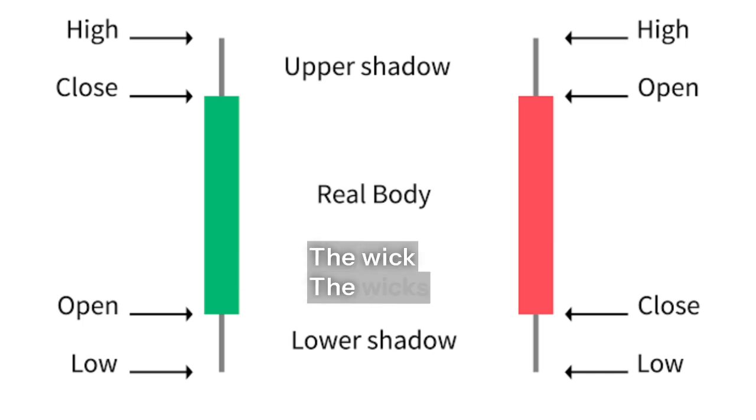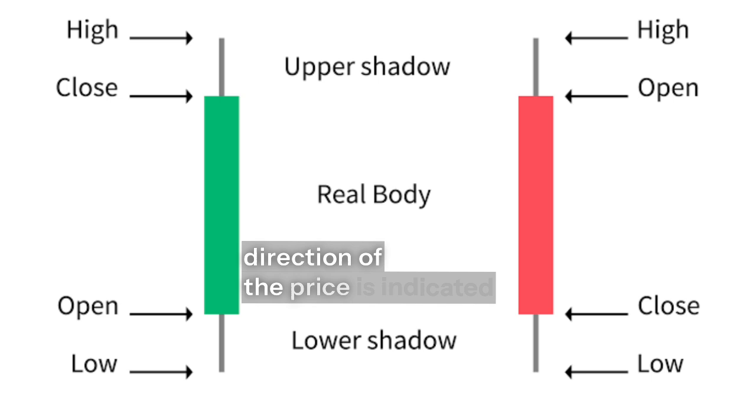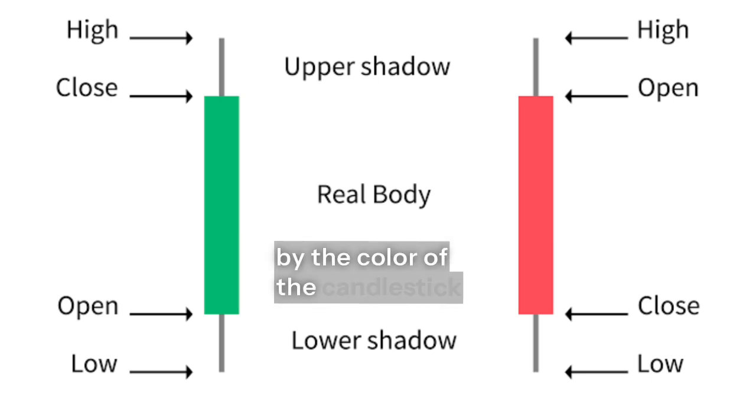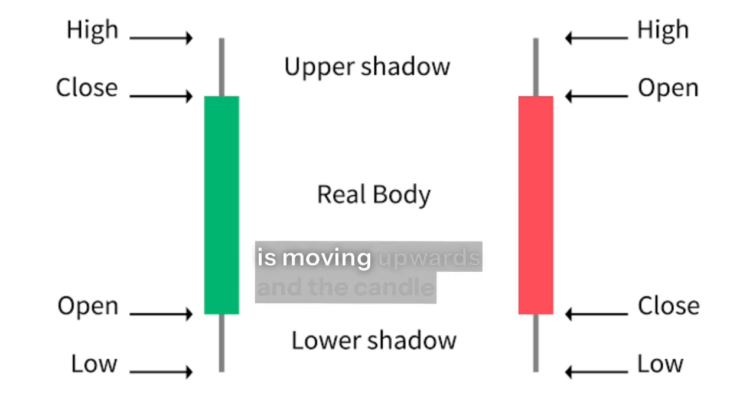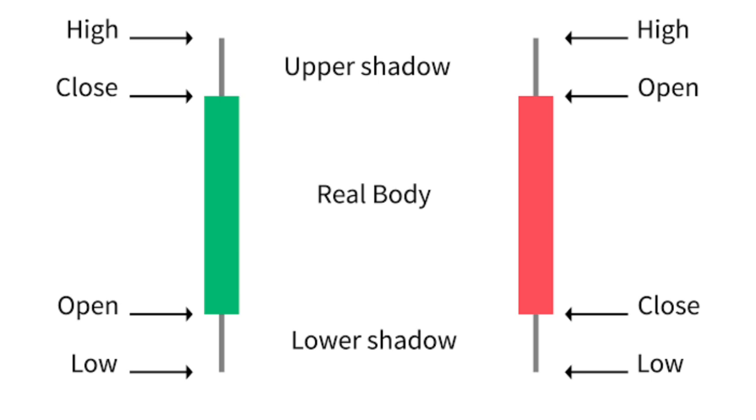The wick. The wicks, also referred to as shadows, are the extremes in price for a specific charting period. Direction. The direction of the price is indicated by the color of the candlestick. If the price of the candle is closing above the opening price of the candle, then the price is moving upwards and the candle would be green.